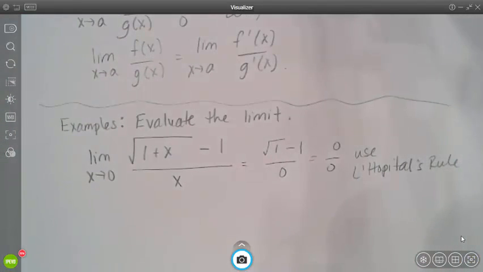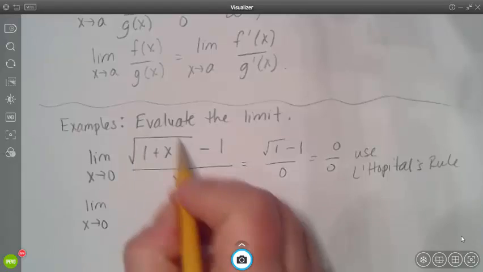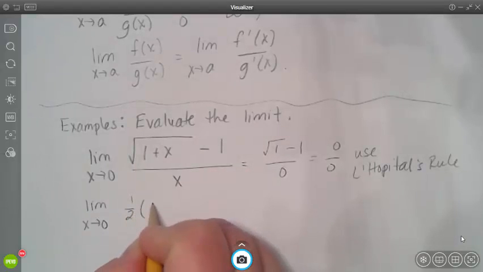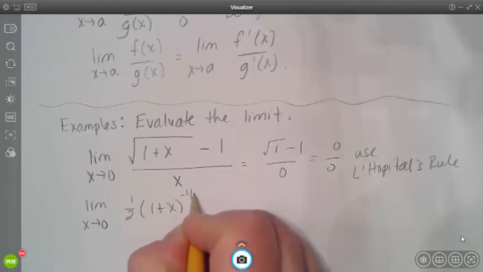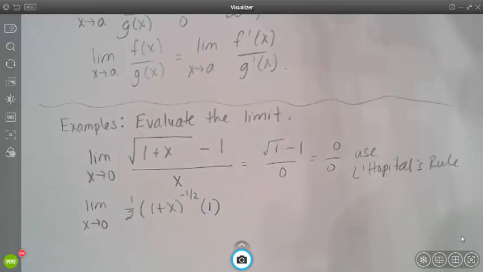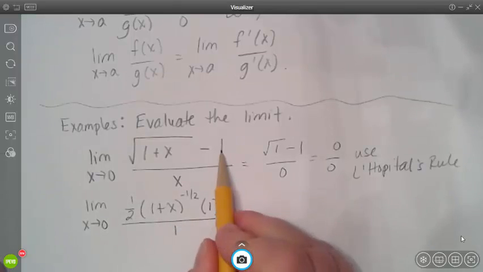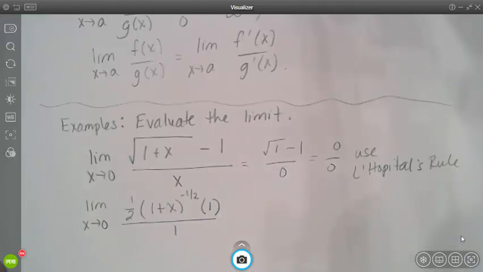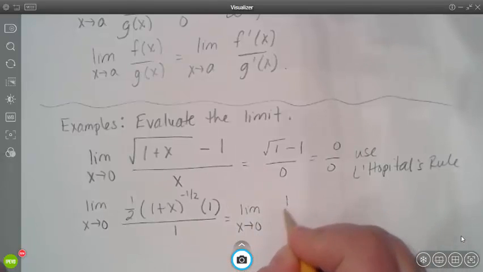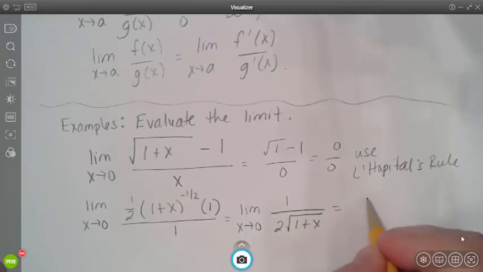Okay, so that means I can say the limit as x approaches 0 of the derivative of the top, which if I think about this function, this derivative is 1/2 times 1 plus x to the negative 1/2, and then the chain rule says times the derivative of the inside, which just happens to be 1, because the derivative of x is just 1, and the derivative of 1 is 0, so that's why I don't have anything here. Okay, so let's simplify that. That gives me 1 over 2 square root of 1 plus x. Now when I plug 0 in, I get 1/2. So that is my limit.